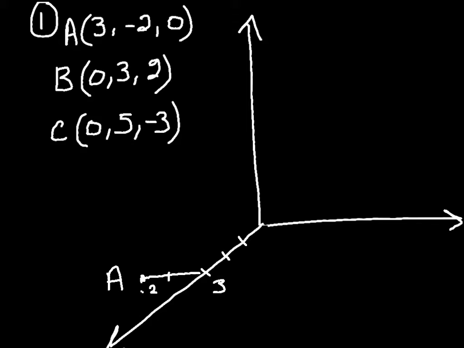Point B, we're going to go no front or back. We're going to go to the right 3, 1, 2, 3. And then we're going to go from there up 2, 1, 2, and this is point B.